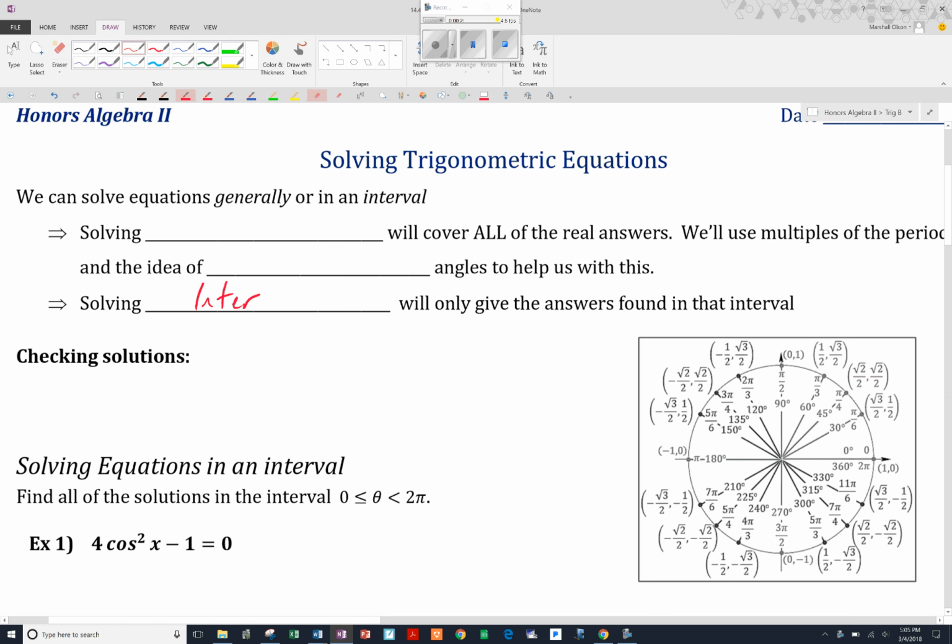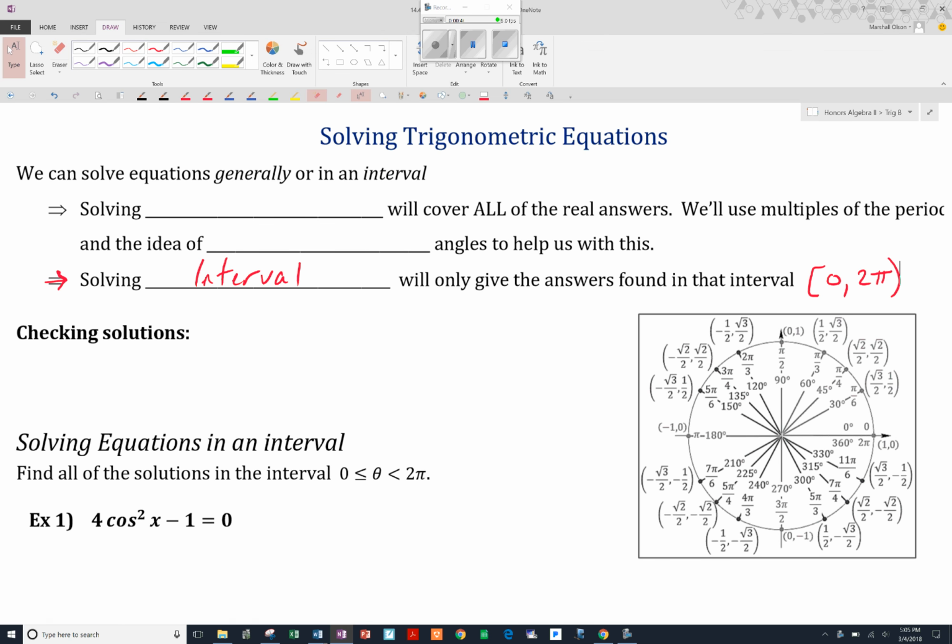So this is what we're doing in the first video. We're going to be solving on an interval, and that will only be on the interval from 0 to 2 pi. So when we solve these equations, we're looking for all the answers that would work in that equation from 0 to 2 pi. So in other words, in one trip around the circle.